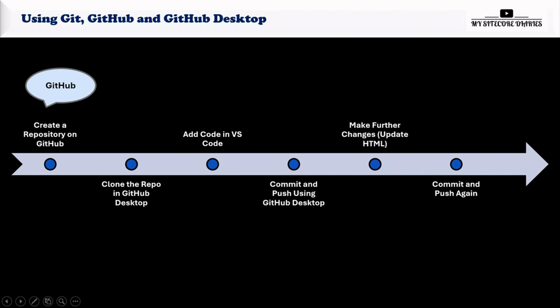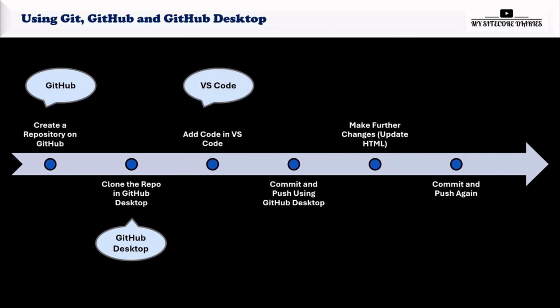The next step is to clone the repo in GitHub Desktop. So using GitHub Desktop, we clone or download that repository to our local machine so we can start working on it. The third step is to add code in VS Code. Once the repo is cloned, we open it in Visual Studio Code, where we actually write our code like HTML, CSS, JavaScript, anything on which you are working. That is your third step.